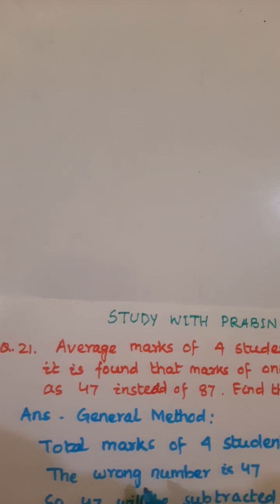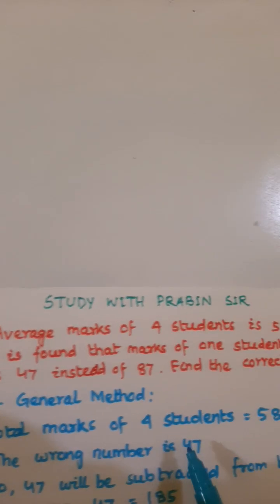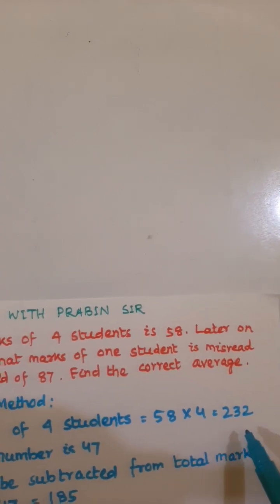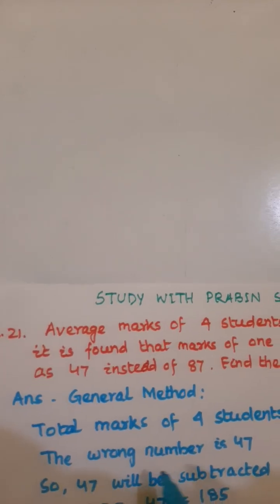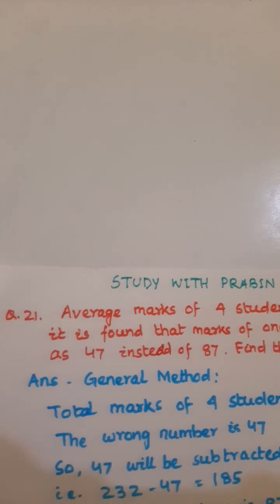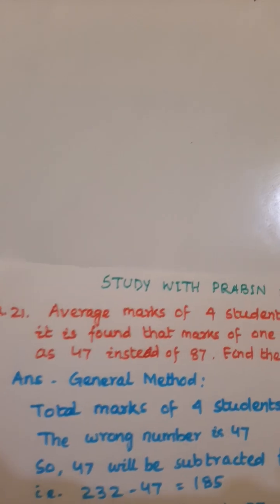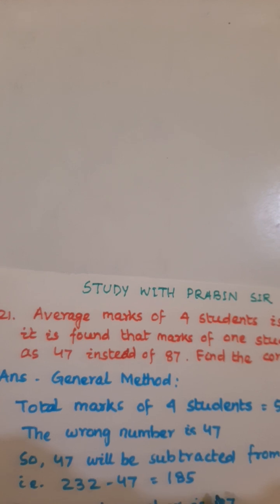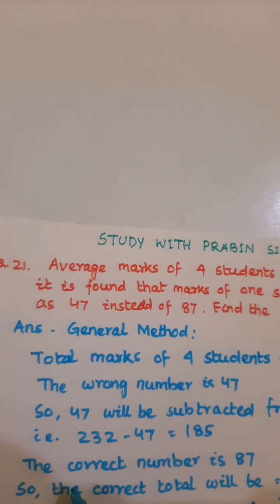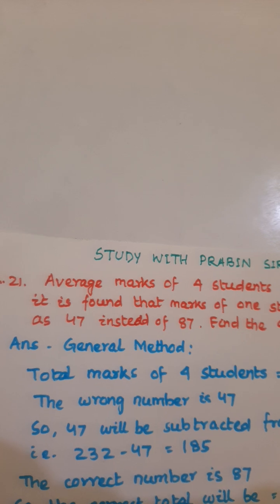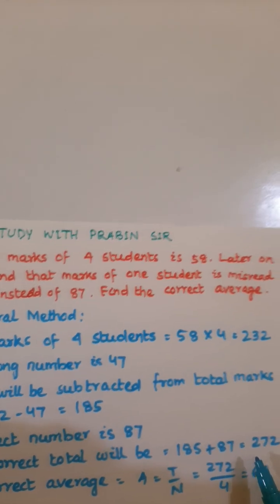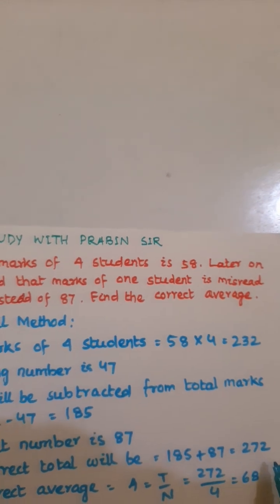Now the general method. Total marks of 4 students is 58 × 4, which is equal to 232. The wrong number is 47. So 47 will be subtracted from the total marks, that is 232 minus 47, which is equal to 185. Now the correct number is 87. So the correct total will be 185 plus 87, which is equal to 272.